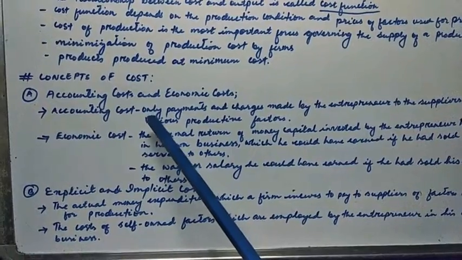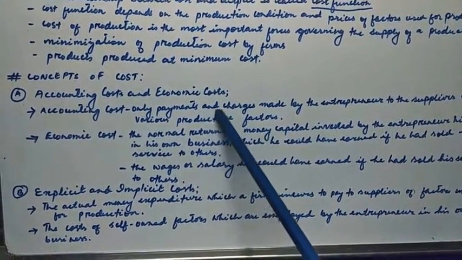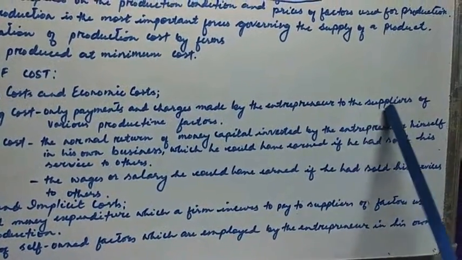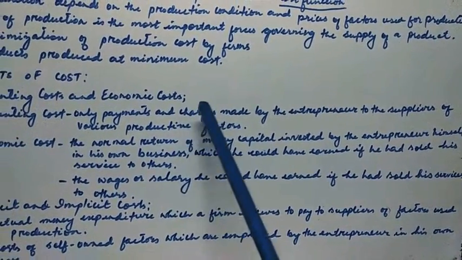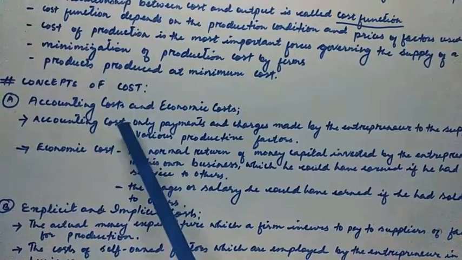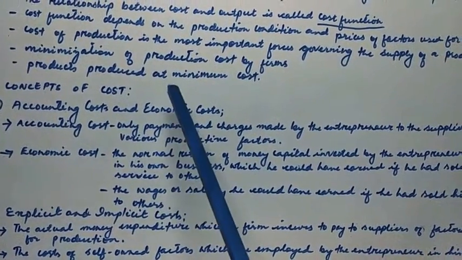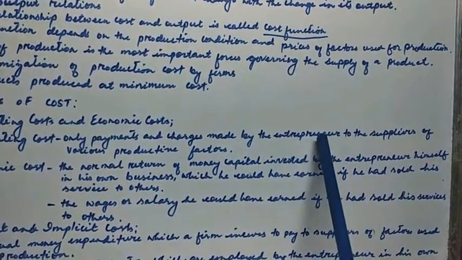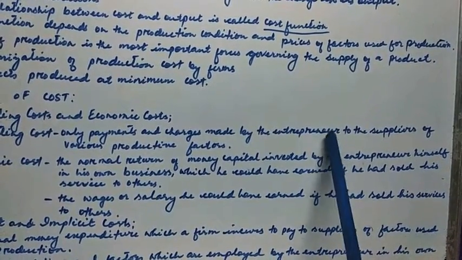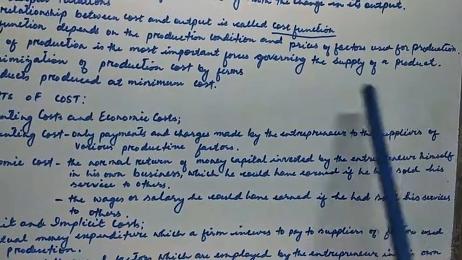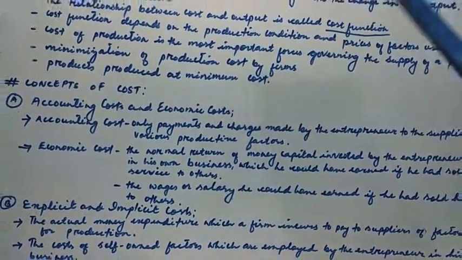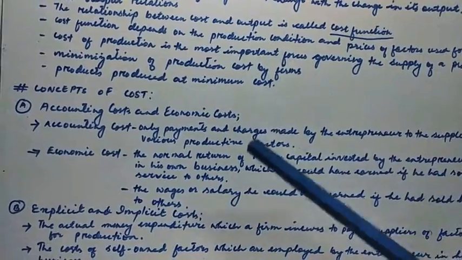So an accountant will take into account only the payments and charges made by the entrepreneurs to the suppliers of various productive factors. So when it comes to accounting cost, it will only take into account the charges or the payment made by the entrepreneurs or producers or the firms to the suppliers of various productive factors. That is accounting cost. So what about economic costs?